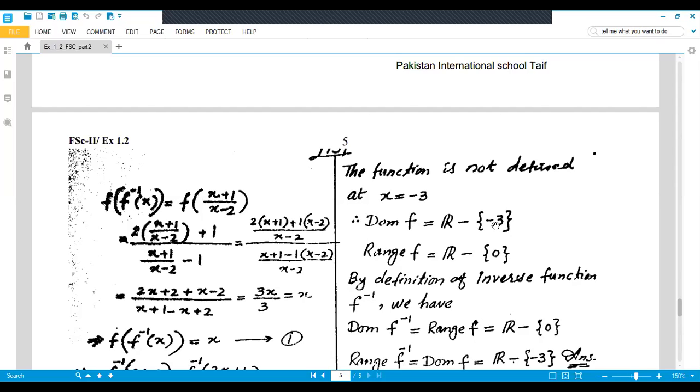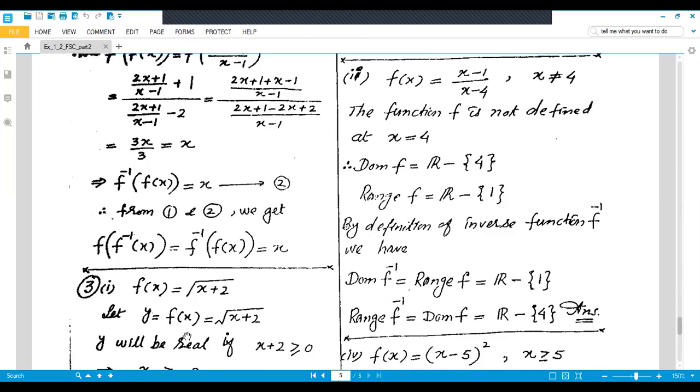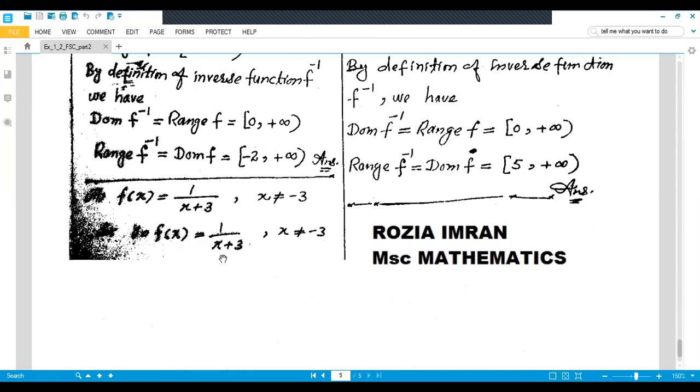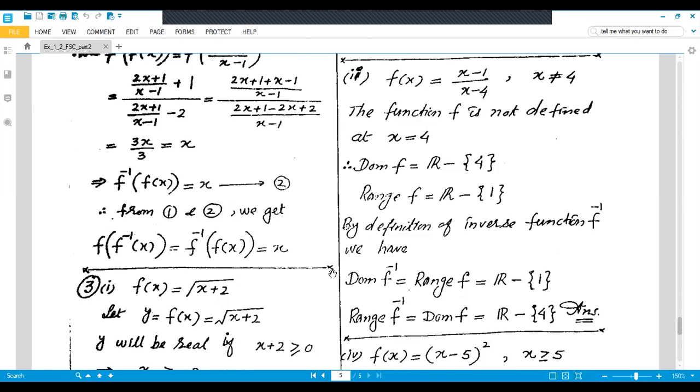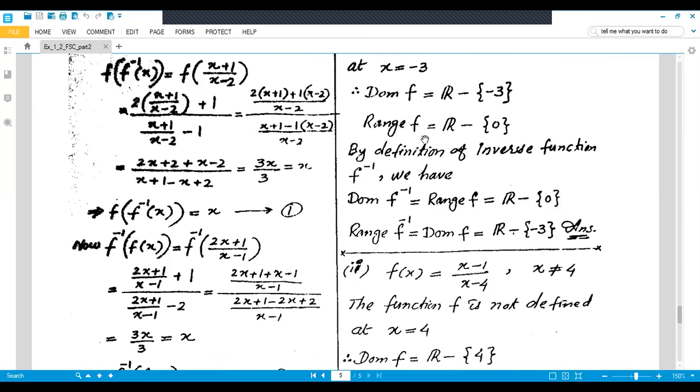All other real numbers will be included in the domain. So if you put minus 3 in this function, minus 3 plus 3 will be 0. So the range will be all real numbers except 0. We put this domain value in the given function and find that the range will exclude 0.